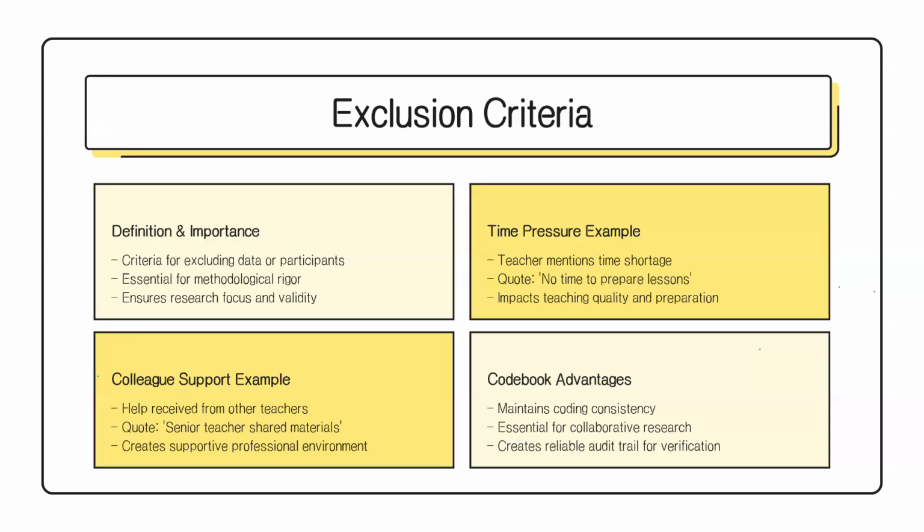Be systematic and transparent. Document your exclusion criteria clearly before you begin analysis. When you exclude something, note why. This strengthens your research credibility and allows others to understand and evaluate your decisions.